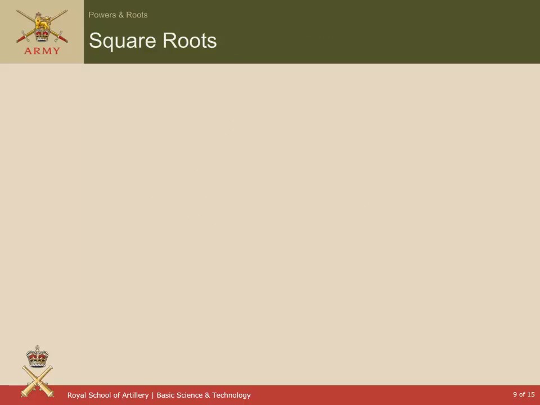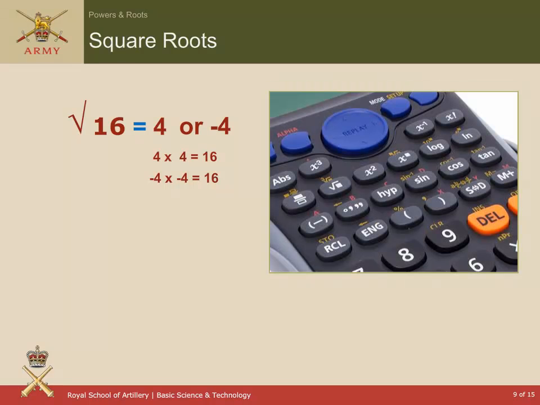Square roots. So a square root is a number that multiplied by itself gives another number. So the square root of 16, as we just saw, is 4, or in fact is 4 or minus 4, because 4 times 4 is 16, and minus 4 times minus 4 is also equal to plus 16. Your calculator will almost certainly have a square root button on it, particularly if it's a scientific calculator. And remember that there are always two results when you take the square root of a number, the positive one and a negative one. We tend to ignore the negative one.